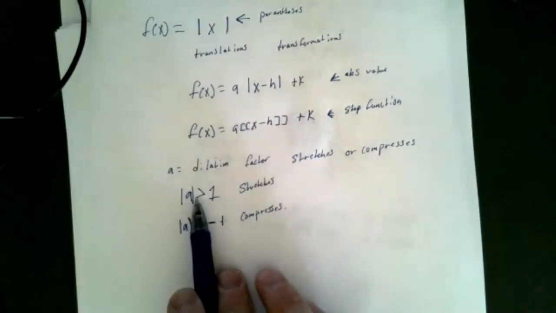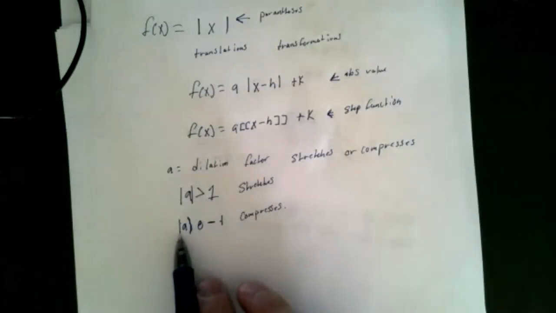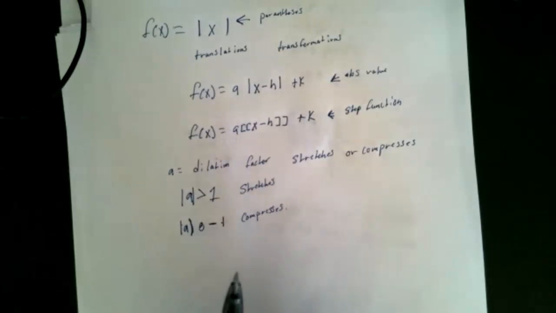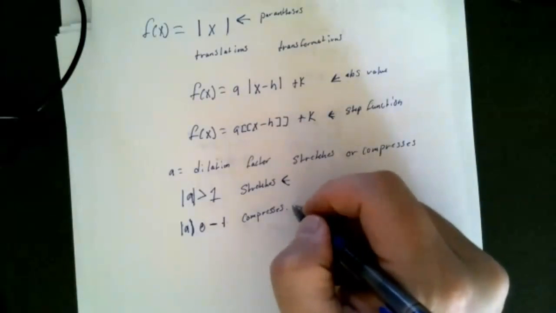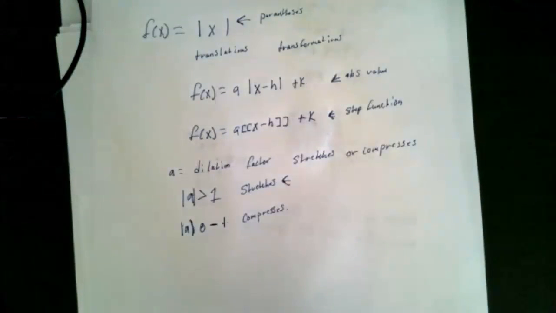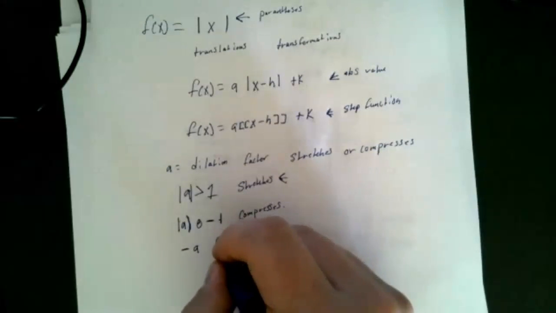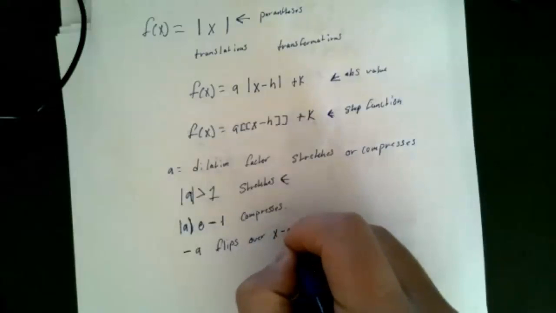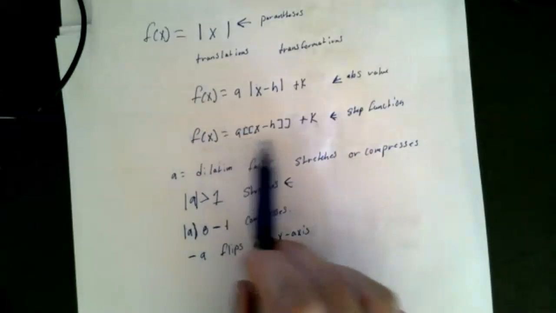So if A is 1 or greater, that stretches the graph. If it's between 0 and 1, and we're talking about absolute value, it's going to compress the graph. So this would be long and skinny, and this would be kind of a short and wider triangle. If you have a negative A value, that flips it over the x-axis. And the beautiful thing is these rules still apply to your step function.